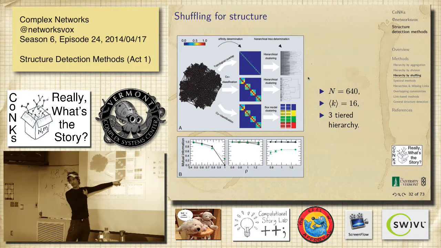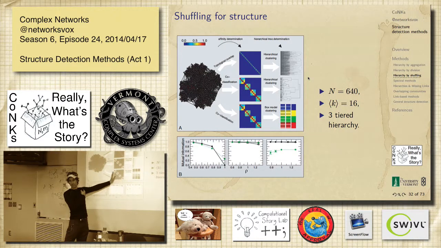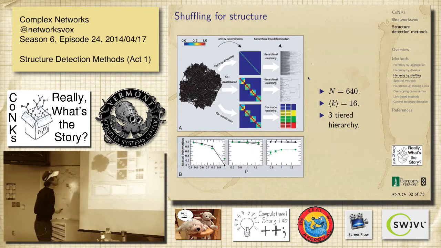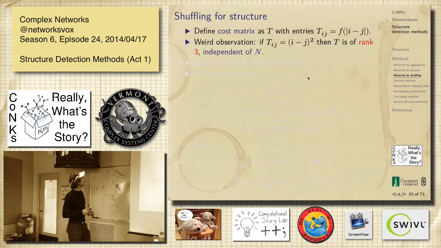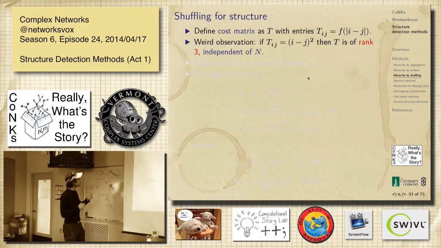So this is a made-up one. They can get it out, right? So it works. 640 nodes. It's not huge. Average degree 16. Here's a little for you linear algebra fans out there. This is a funny thing.